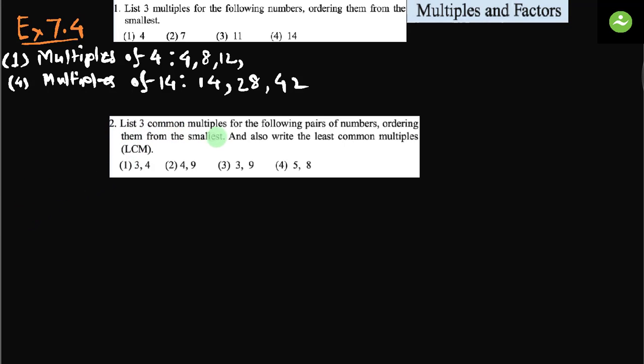List 3 common multiples for the following pairs of numbers. This time we have to write the multiples for pairs of numbers, not one. Here it was only one number. Now we will do it for a pair of numbers. Let's do the first one.